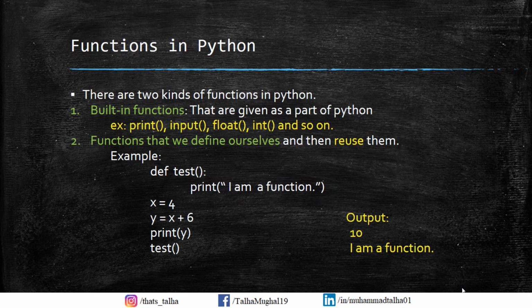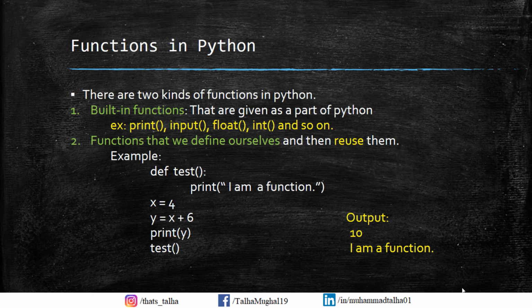I'll just go ahead and write the remaining part of the program. I'll write x is equal to 4, which means that I'll assign the value 4 to the variable x. In the next line, I will store the value of x plus 6 in the variable y. And in the next line, I'm going to print out the value of y. And after that, I'm calling that function that I just defined previously, which is test.